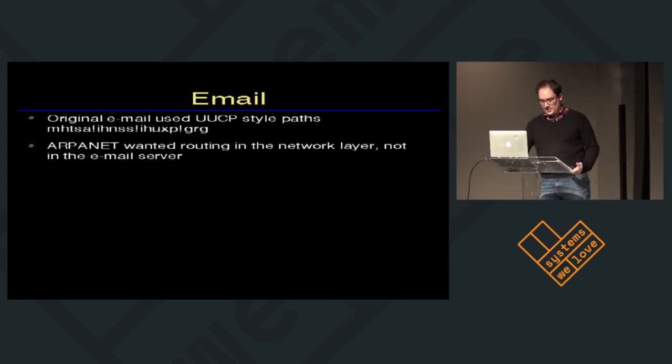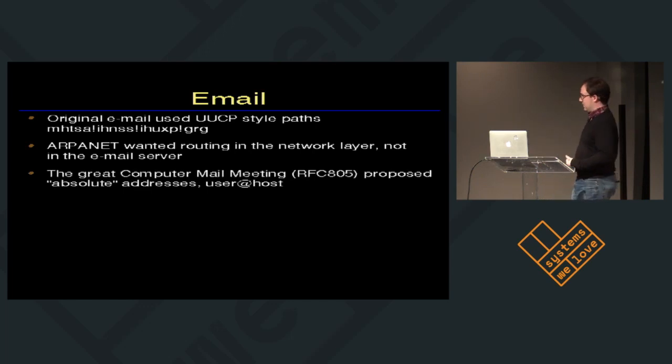So in order to sort of further this agenda, there was a meeting that was held at ISI, which was the Great Computer Mail Meeting, in all caps, which was RFC 805, where the original idea of doing absolute email addresses with a user at and then a host, which was the final destination host rather than a route to get there, was proposed.